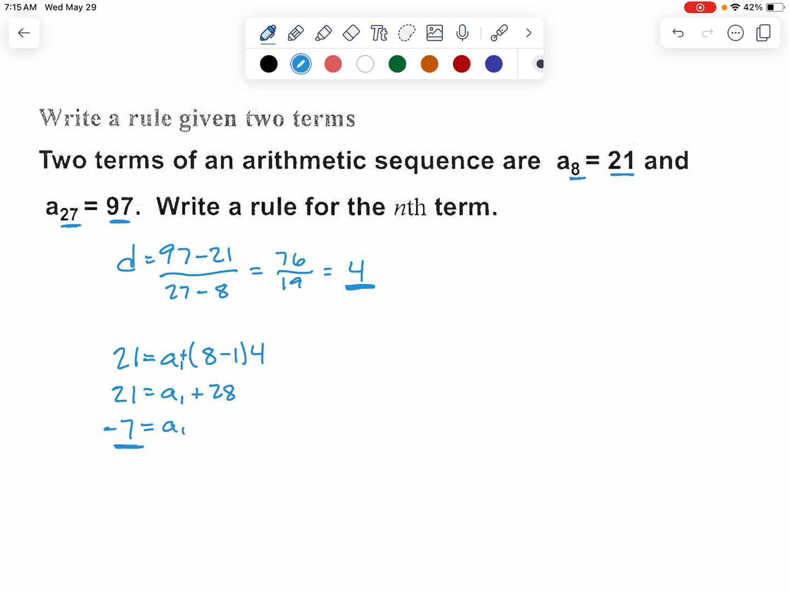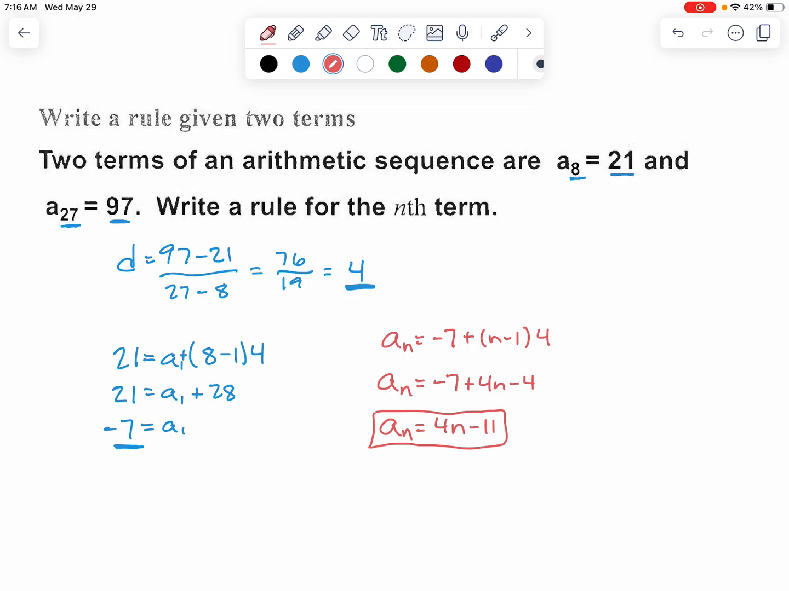And now that you know your information, you can go ahead and write your formula. Okay, so we can say a sub n equals your first term plus n minus 1 times your common difference of 4. Or a sub n equals negative 7 plus 4n minus 4, which, simplifying it down, gives us the rule 4n minus 11. Okay, and that would be your rule for this problem.